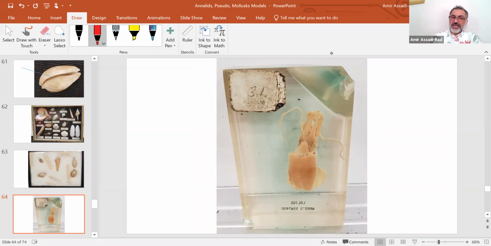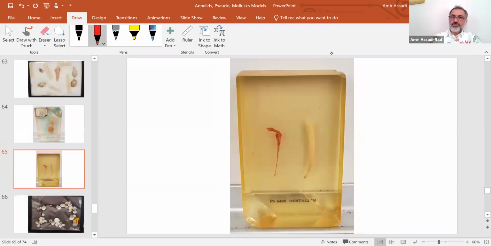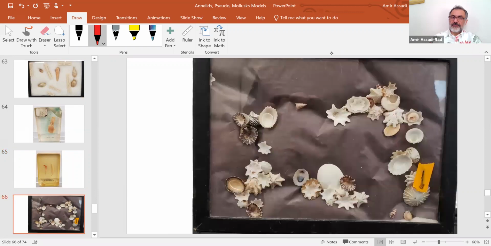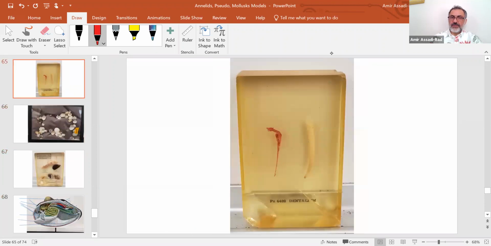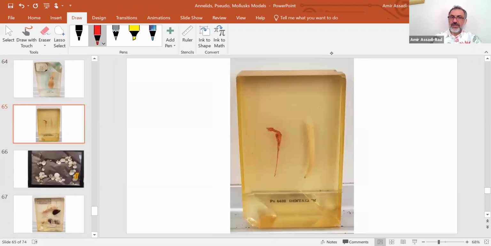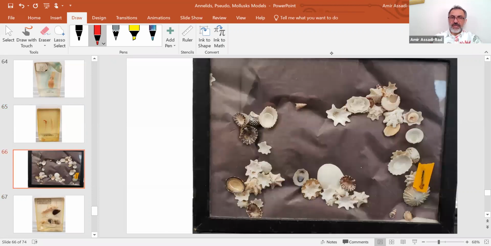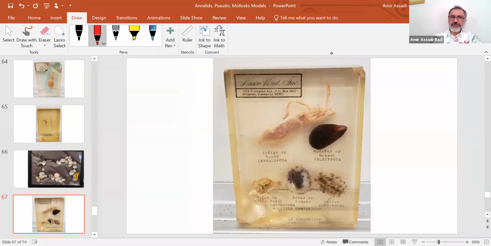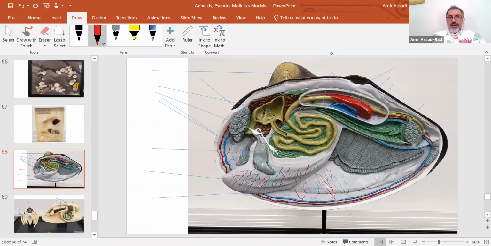This is squids and class cephalopoda. Tooth shell, or class scaphopoda. Class cephalopoda, scaphopoda. Most everything here are limpets, and it is gastropoda. Maybe this one is a bivalve. Variety of organisms here. Okay, the models, let's go over those.